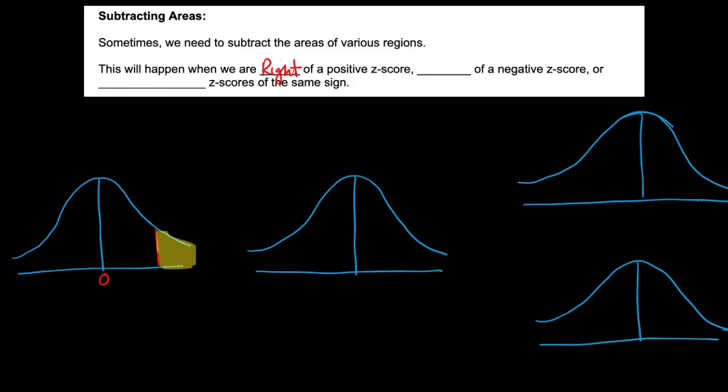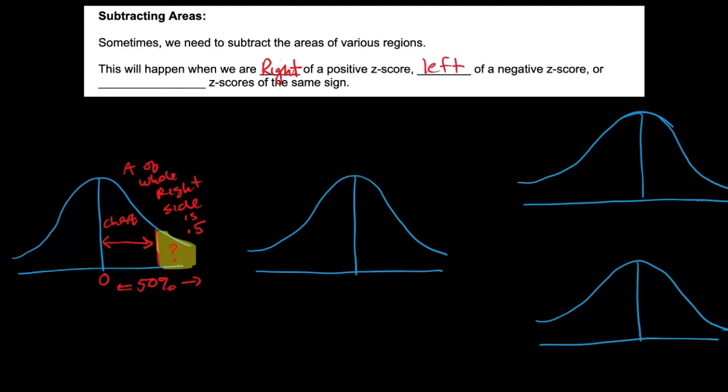Well, the problem is that if we look up on the chart, it gives us an area between 0 and the z-score. So the chart could give us this area, but we want to know what this area is. So we're essentially going to have to subtract, because we know that the area of the whole right side is 0.5, is half, because it's 50% of the values. So what we'll have to do in this case is find the area on the chart and then subtract from 0.5.